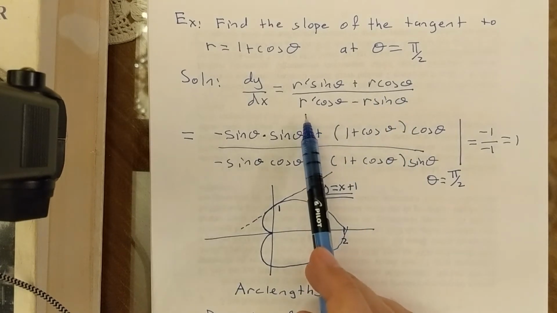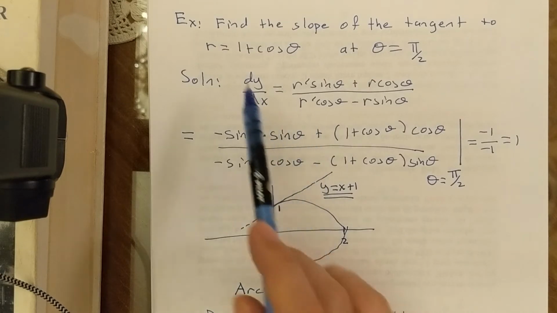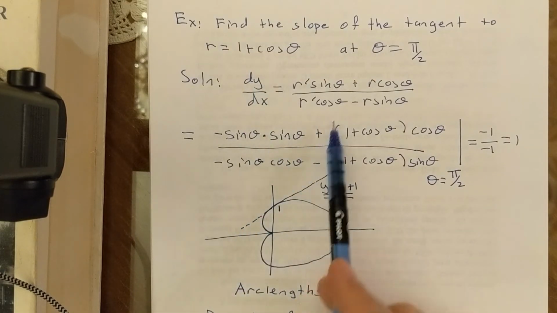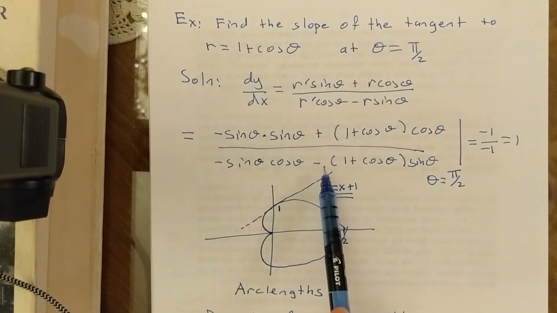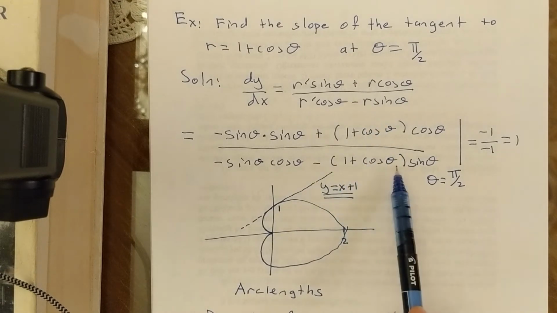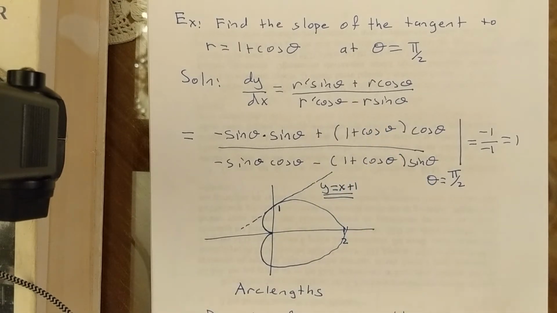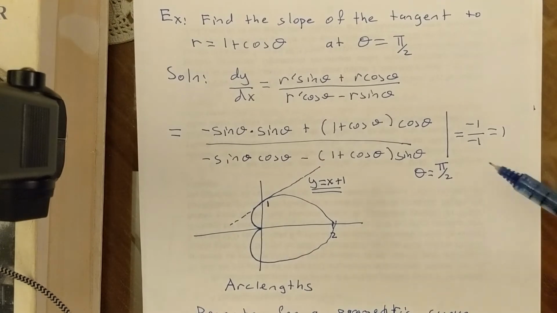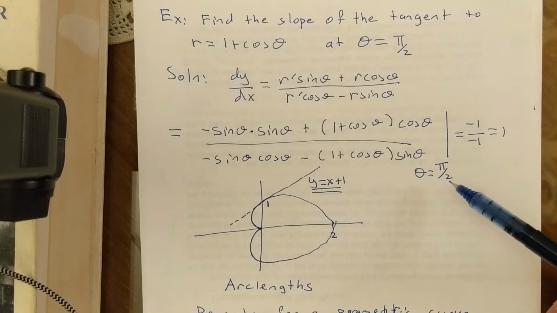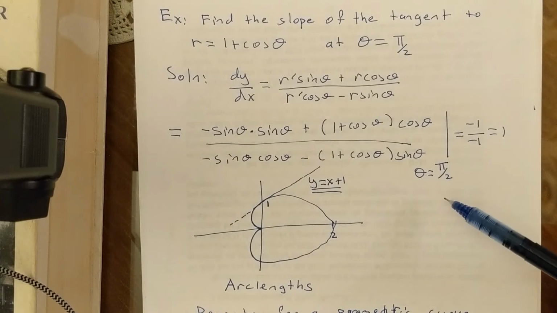Similarly, on the denominator, you have r prime. R prime is again minus sine theta times cosine theta, minus r. R is 1 plus cosine theta times sine theta, okay? And we want to evaluate it at which point? We want to evaluate it when theta is equal to pi over 2, okay?